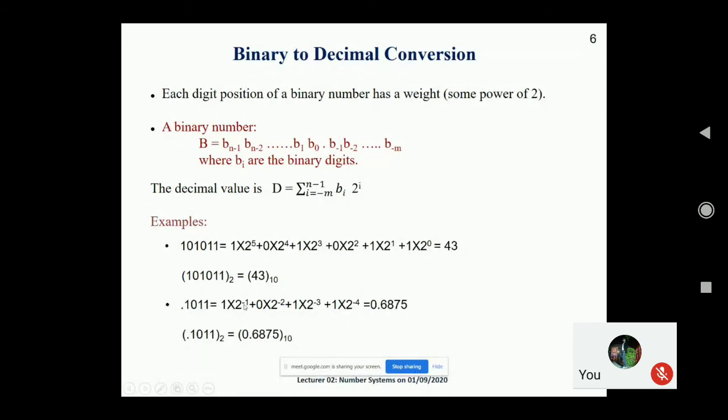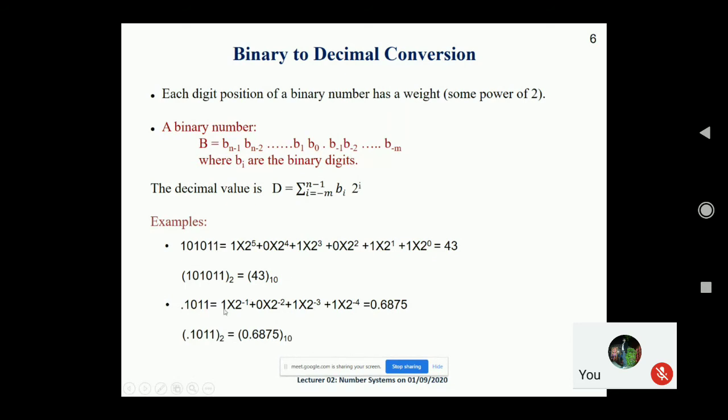So we are going 2 to the power minus 1, 2 to the power minus 2, 2 to the power minus 3, and 2 to the power minus 4. There is no limit. Totally it depends on how many binary numbers you are using. If you are using 8 binary numbers, then we are going from minus 1 to minus 8. Okay. So when we are adding all the binary numbers, that means b_i times 2 to the power i.